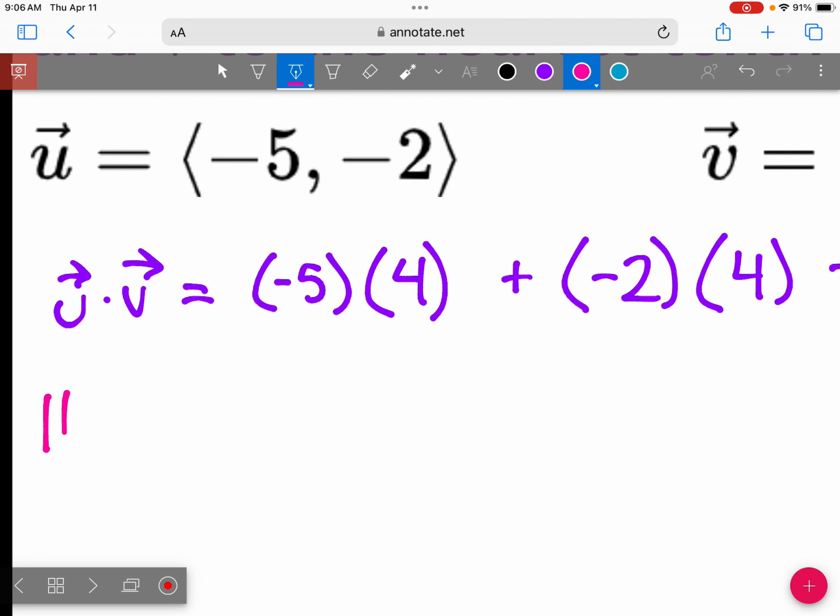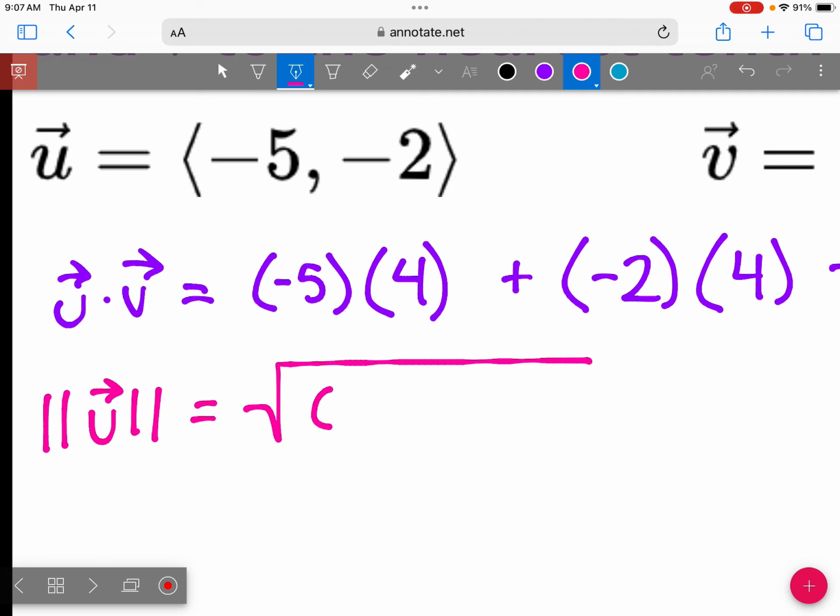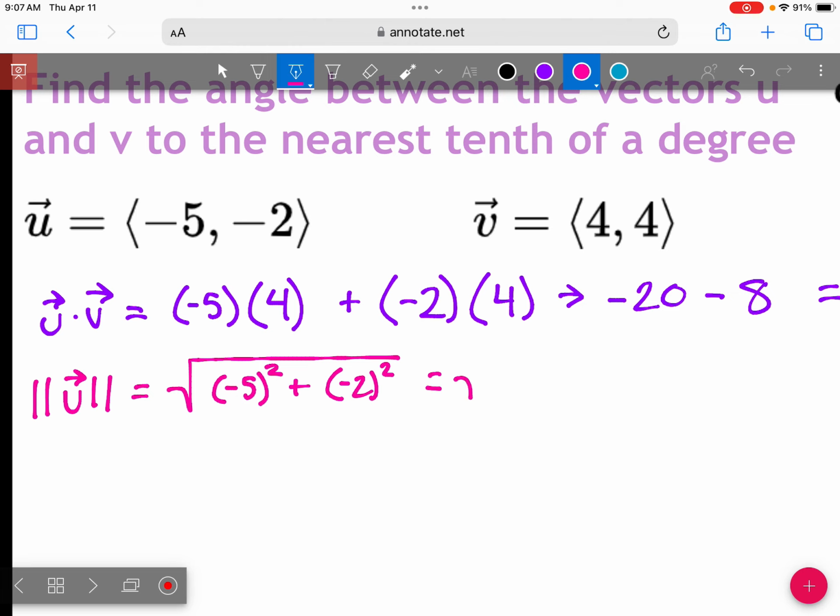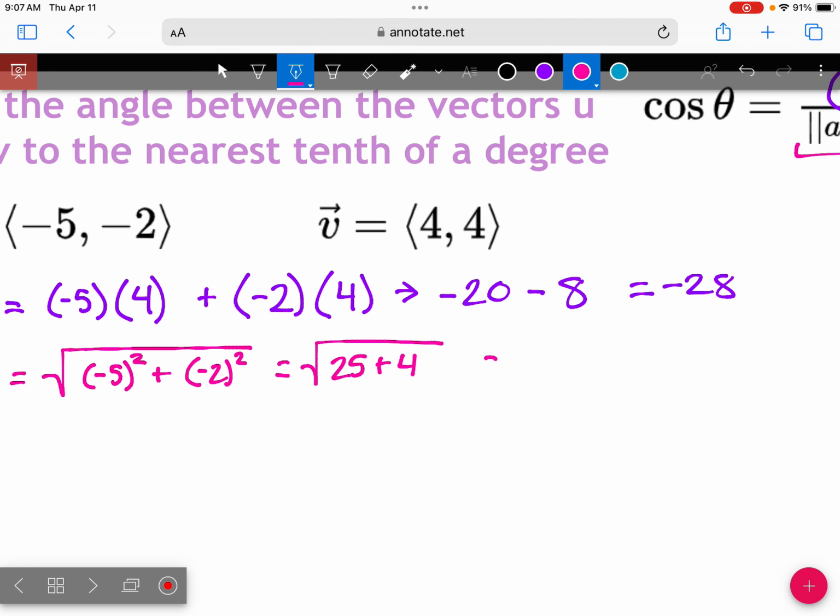So then I'm going to find the magnitude of vector u. The way we find our magnitude, that's our square root of the x and the y that make up that vector. So we're going to have our -5 squared plus -2 squared. So we're going to have the square root of 25 plus 4. So we're going to have it as the square root of 29.